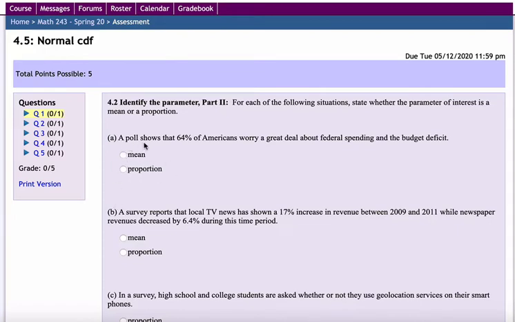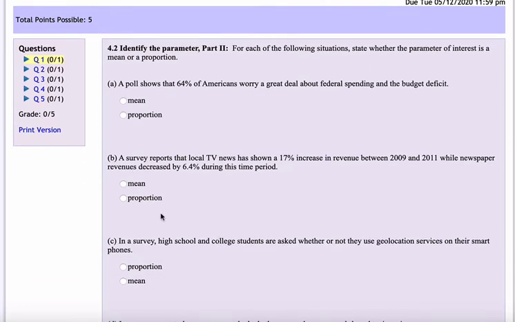So for example, a poll shows that 64% of Americans worry a great deal about federal spending and the budget deficit. So if you went out and got a sample of 100 people, each observation, each person would either say yes or no. I'd say, do you worry a great deal about federal spending and the budget deficit? And you might be like, nope. And the next person would say, nope. And the next person would say, yes. Nobody would say, well, yes, on a scale of 1 to 10, I worry about this a level of 7. Right? If they said that, then it would be a mean. But they're not. This is a yes or no thing. These are proportions. Read through all of these and try to determine if it's mean or proportion.